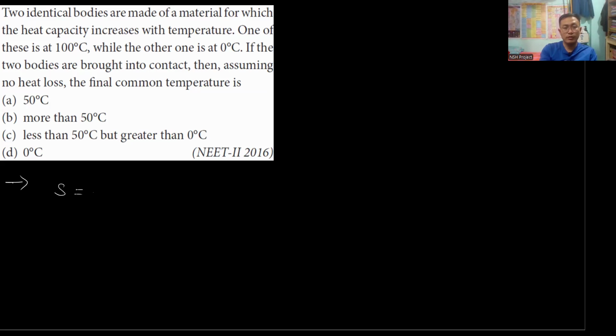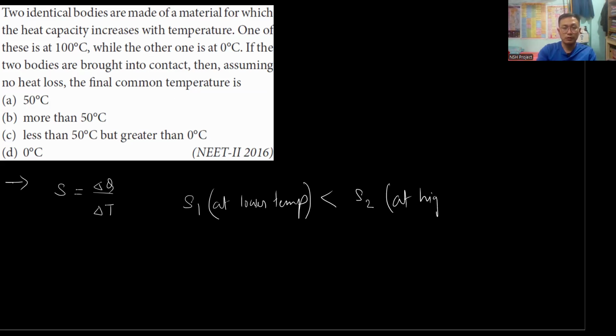heat capacity is delta Q by delta T. Now, S1 at lower temperature is smaller than S2. S1 is at lower temperature, S2 is at higher temperature.